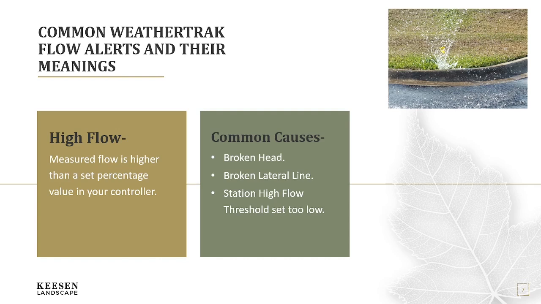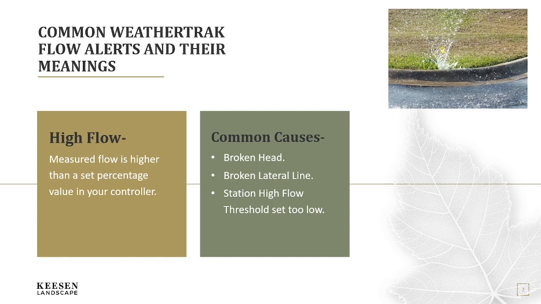The first flow alert we will discuss is the high flow alert, which is when the measured flow for a station is at or above a set percentage higher than the intended flow for the station. This is one of the most common alerts that you'll see in the WeatherTRAK system, and it is also one of the easiest to troubleshoot. Some common causes for this alert are a broken head, a broken lateral line, or that your station high flow threshold is set too low.